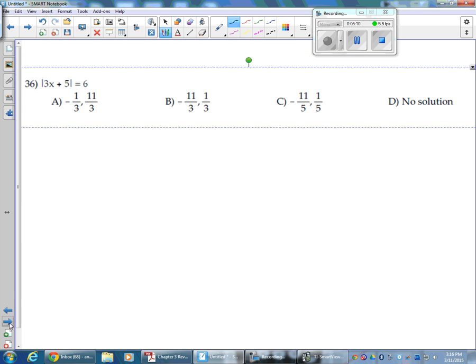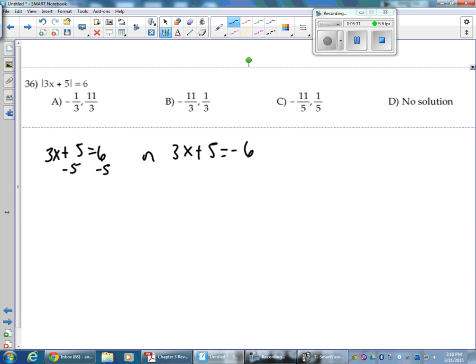Number 36. Anytime you have an absolute value, that means that this amount in here has to either equal 6 or negative 6. So 3x plus 5 equals 6, or 3x plus 5 is equal to negative 6. Make sure the absolute value is isolated before you start. So it is. So I set it up to 6 and negative 6, and then solve this.